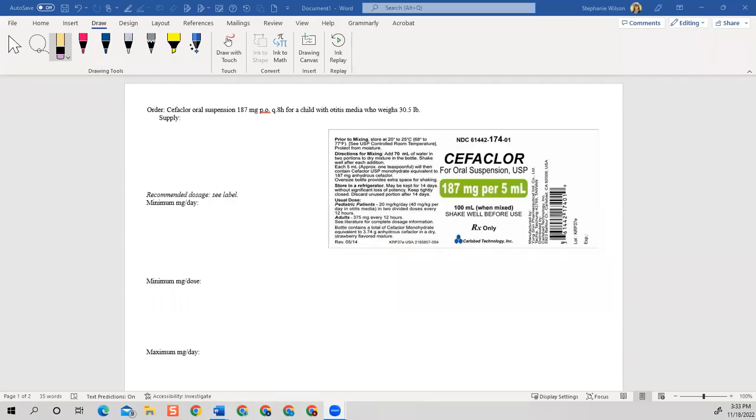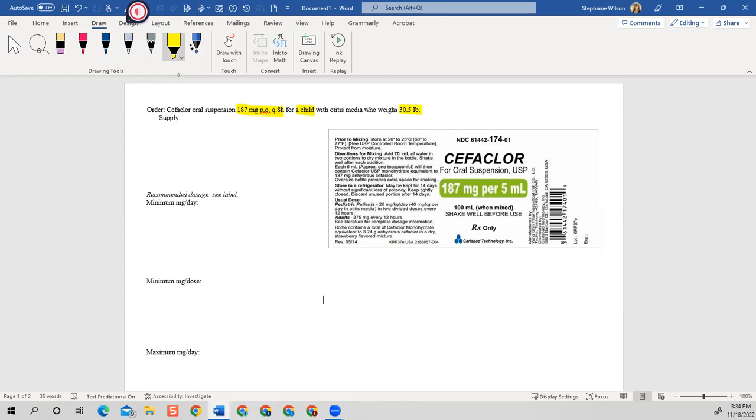Dosage calculations. In some medications, you have to determine the recommendation for a particular individual before administering the order, because the order could be too much or not enough. So we need to calculate. I have an order of 187 milligrams by mouth every 8 hours, for a child. The child weighs 30.5 pounds.